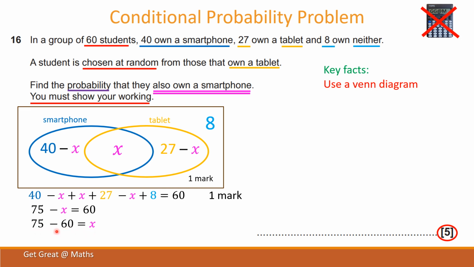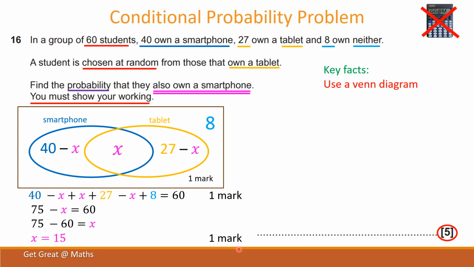So I've done 75 take away 60 is going to be the x, because I've taken away 60 from both sides and I've added x to both sides to give me this bit here. From here, all I've got to do is work out the answer to 75 take away 60, which gives me 15 for my 3rd mark.